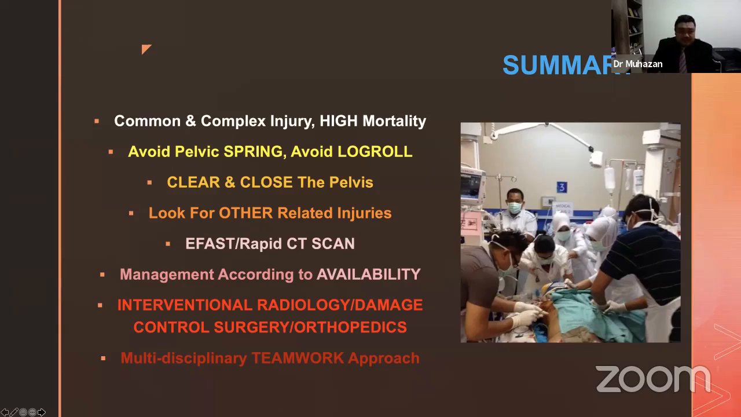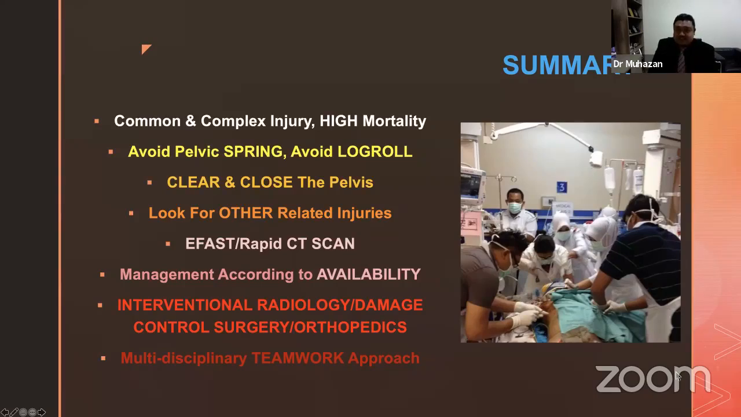Close the pelvis, bind as soon as possible. Look for other injuries. Use your FAST scan, use your CT scan, and if the patient is unstable despite resuscitation, manage according to availability, whether it be damage control surgery, damage control orthopedics, or interventional radiology. And lastly, managing a pelvic injury is teamwork. It is important for us to work together, just like in this CME, where we have an emergency physician, orthopedic surgeon, interventional radiologist, and trauma surgeons. This is how we should manage pelvic injury.